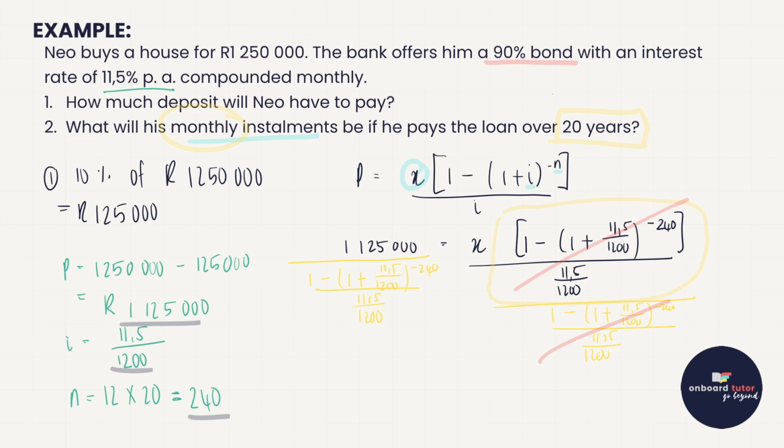So let's punch that into the calculator, and we'll get a neat answer for X. So there we have it. His monthly installments are going to be 11,997 Rand and 33 cents.